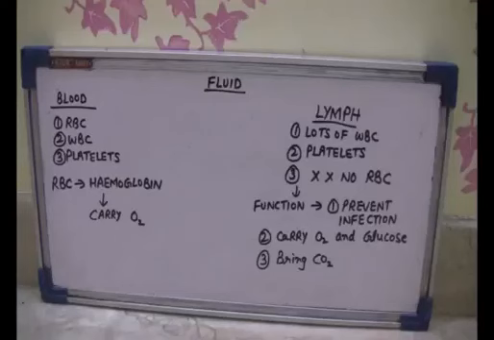Now we will discuss the fluid connective tissues. The fluid connective tissues are of two types, the blood and the lymph. The blood is made up of three blood cells, RBC, WBC and the platelets. The full form of RBC is red blood corpuscles, WBC is white blood cells. Now the main function of RBC is that the RBC has hemoglobin in it, and the function of hemoglobin is to carry oxygen to all the parts of the body. The function of WBC is it prevents infection in the body. It means it creates immunity in the body.